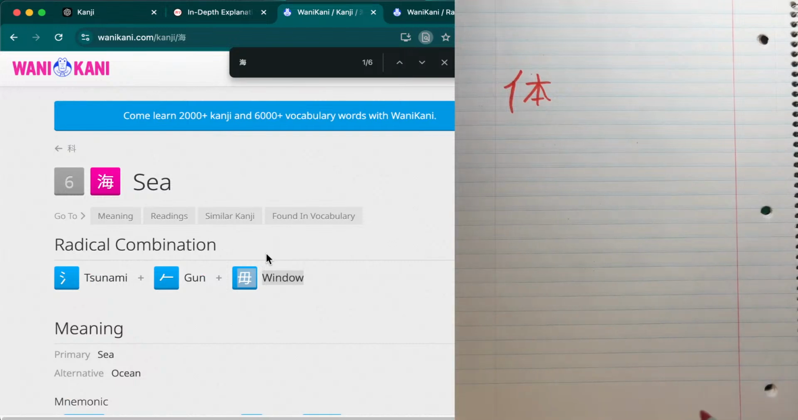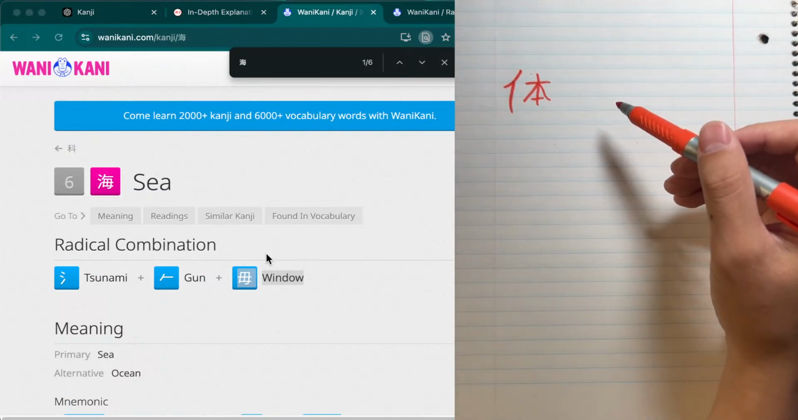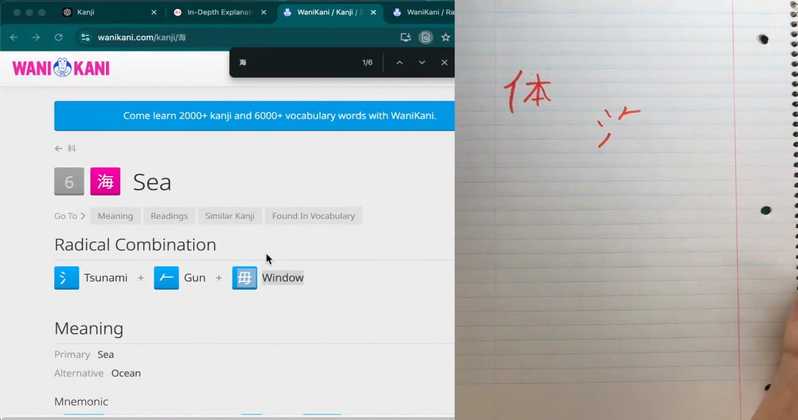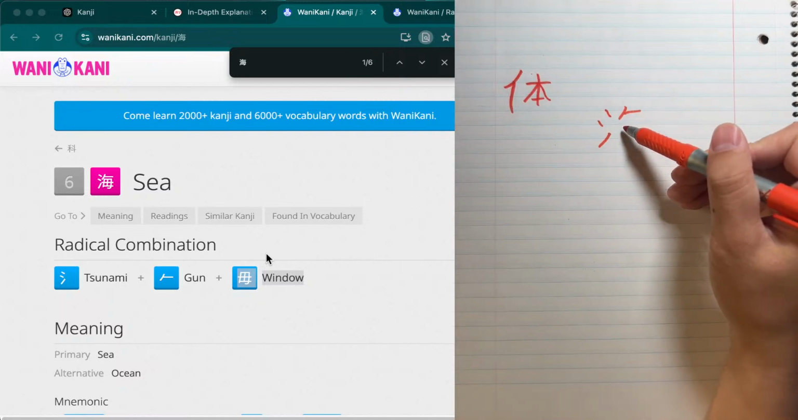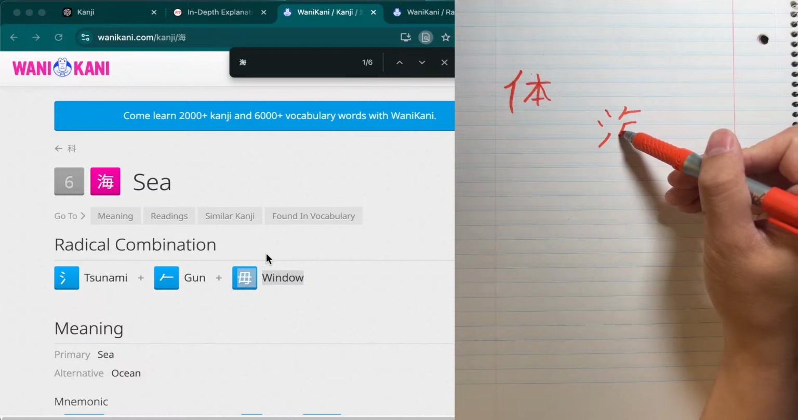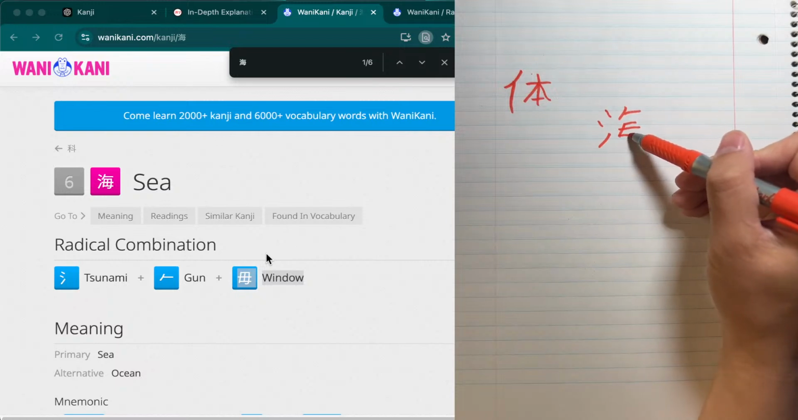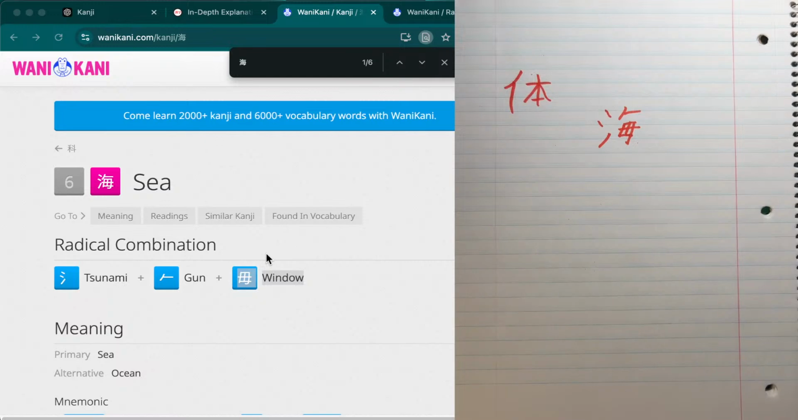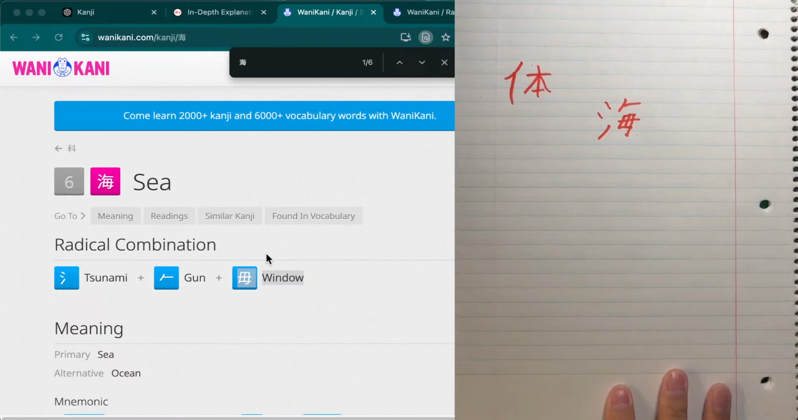Okay, so let's write each of them down and try to get this memorized. Dash, dash, gun, and then window. And that is umi, which is the sea. I wonder if lighting is the primary issue as to why it's so blurry. Okay.